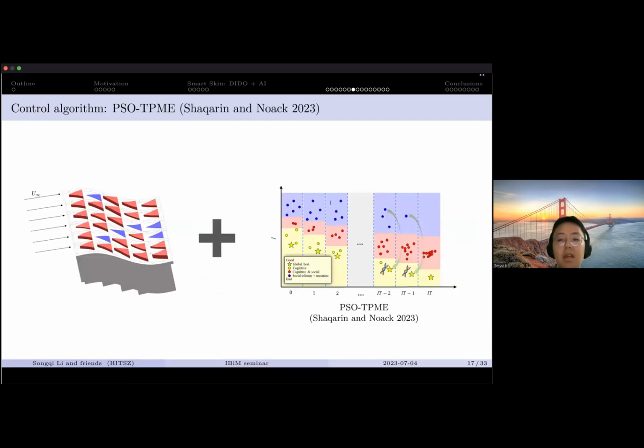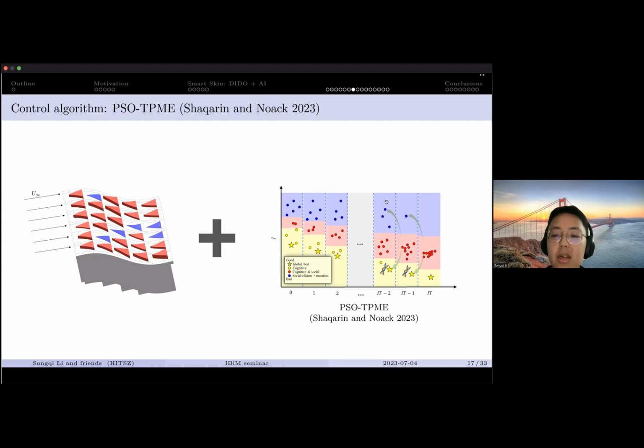So in the next couple of slides, I will first introduce the smart skin separation control with particle swarm optimization. Here we use the cutting-edge variant of the PSO. I want to use this schematic, but I don't want to present too much math. So for the detailed implementation of this algorithm, please refer to the Shakurin and Nock 2023 publication.